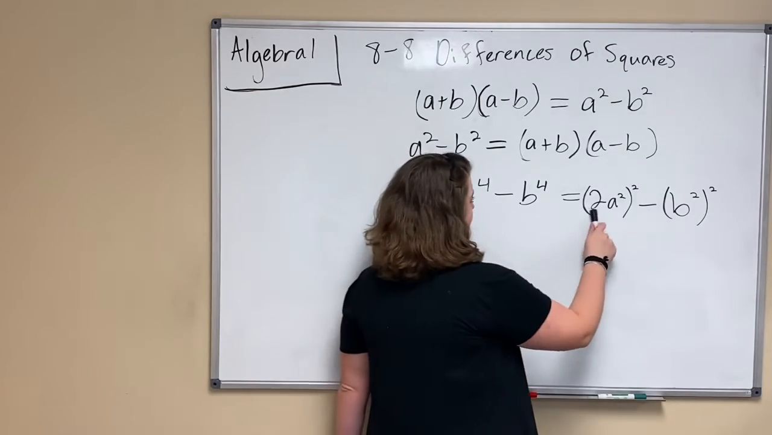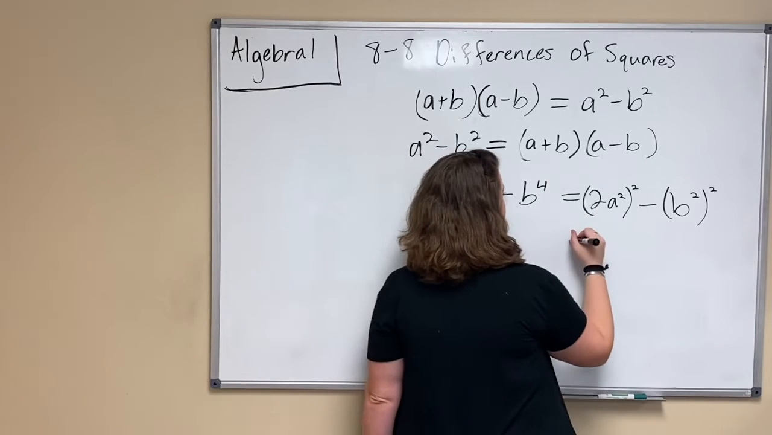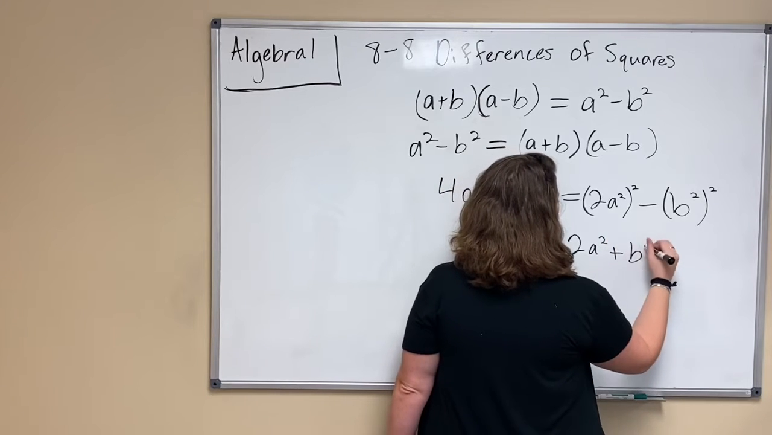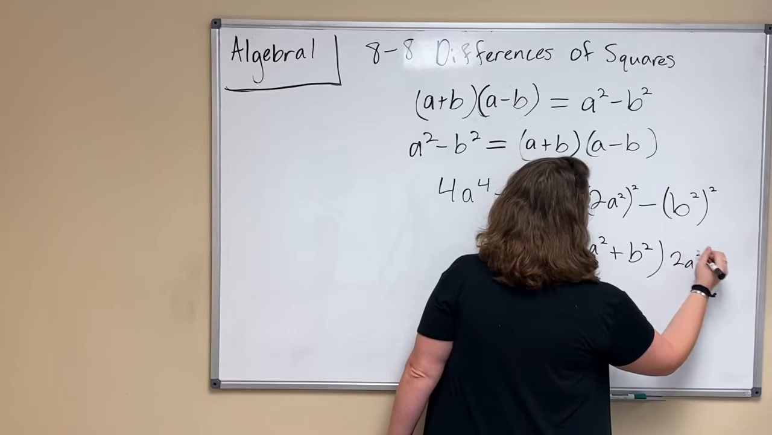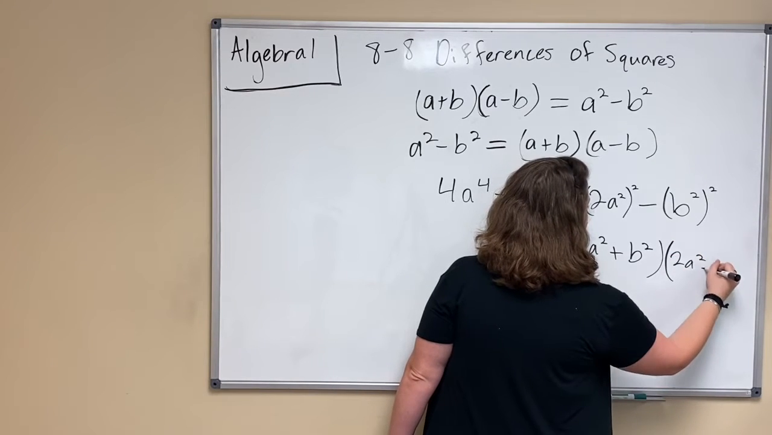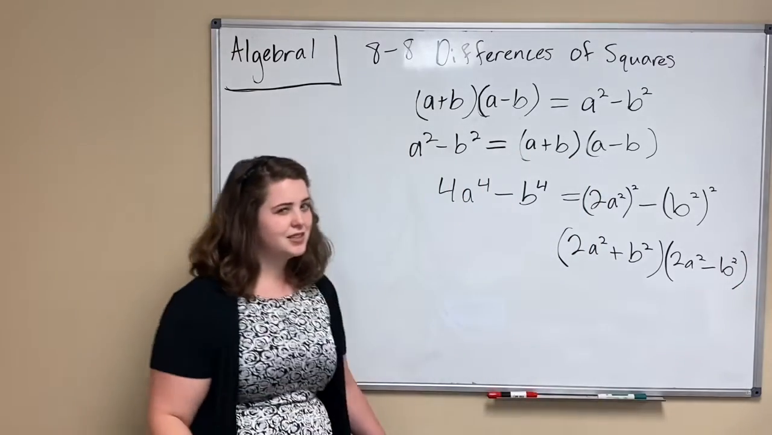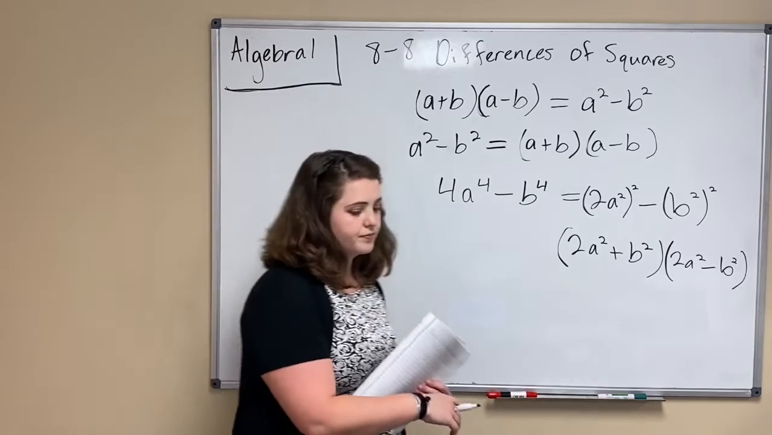And we now have our a and our b that we can plug in here, so this becomes 2a squared plus b squared times 2a squared minus b squared. And we're done. Still just like the other ones, it just looks a little bit more difficult.